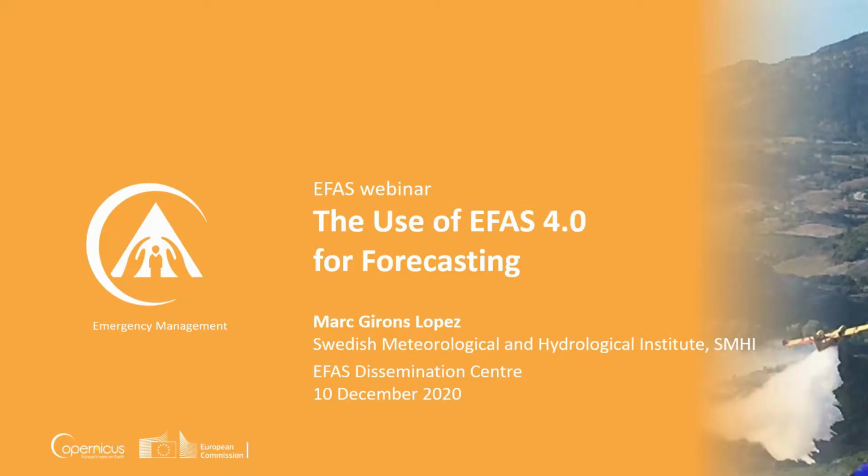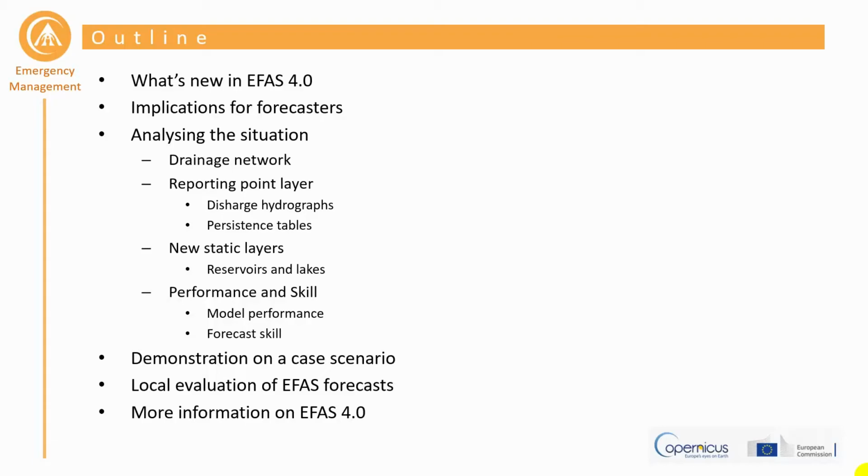Welcome to this new EFAS webinar, in which we will cover different aspects of how the new EFAS 4.0 can be used by end users for forecasting. More specifically, we are going to review some of the major features of EFAS 4.0 and their implications for forecasters and end users, followed by a more detailed explanation of the most relevant features for analyzing the situation, such as the revamped reporting point layer, the new static layers, and the newly added information on model performance and forecast skill.